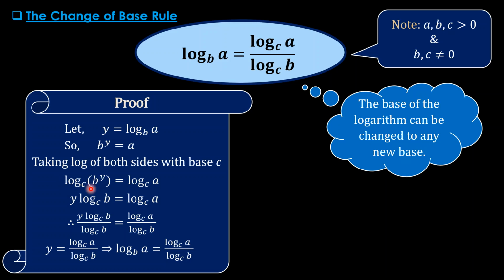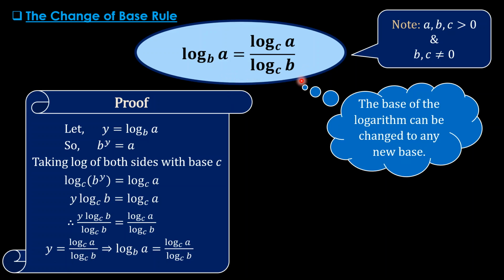From this, the exponent y comes down as a coefficient. So y log b to the base c equals log a to the base c, which stays as it is. Then we divide both sides by log b to the base c, so log b to the base c cancels. So we get y equals log a to the base c divided by log b to the base c. And y means log a to the base b, so we substitute y by this. That's how we can prove the relation.